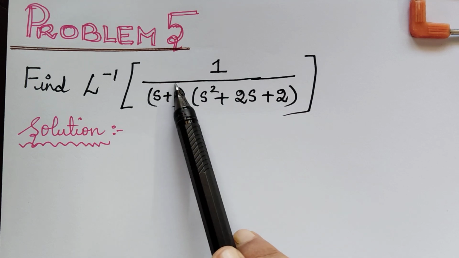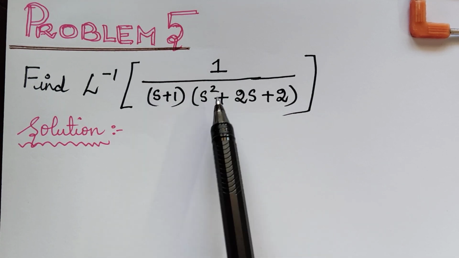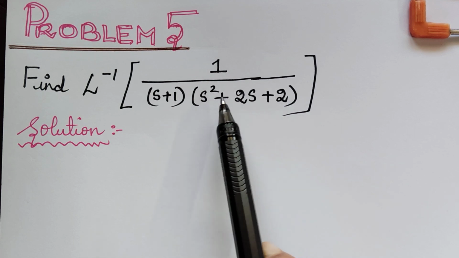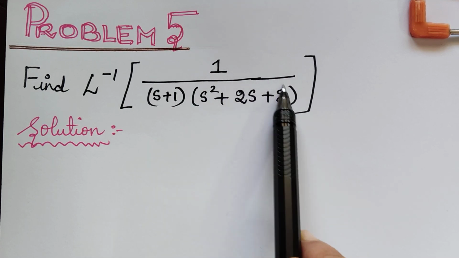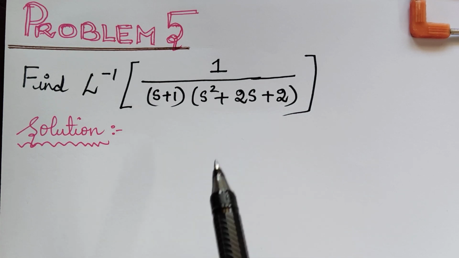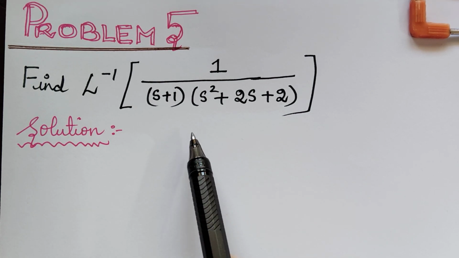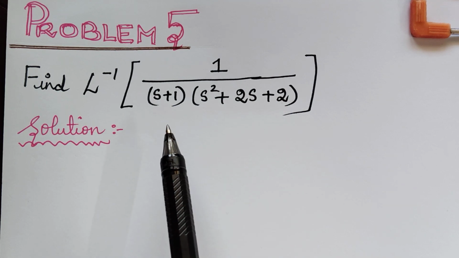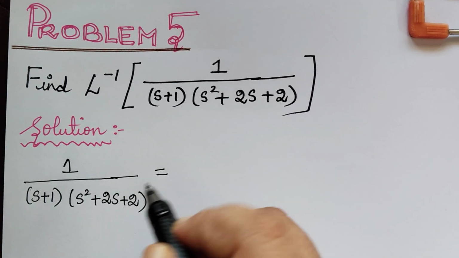That is, we will be separating this as A by s plus 1, and because we have a square over here, this will be separated with Bs plus C in the numerator. So as we do the problem, you will understand it better. So let us start to solve this problem. First we will write whatever is there inside the bracket. So I have taken and written it here.